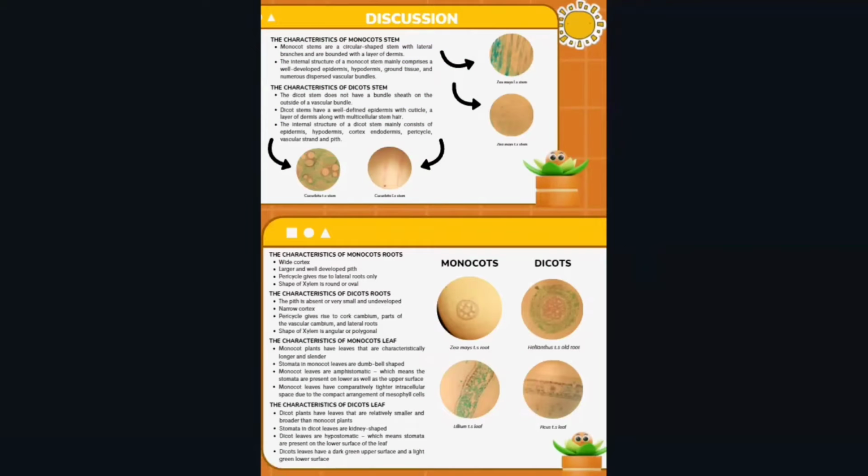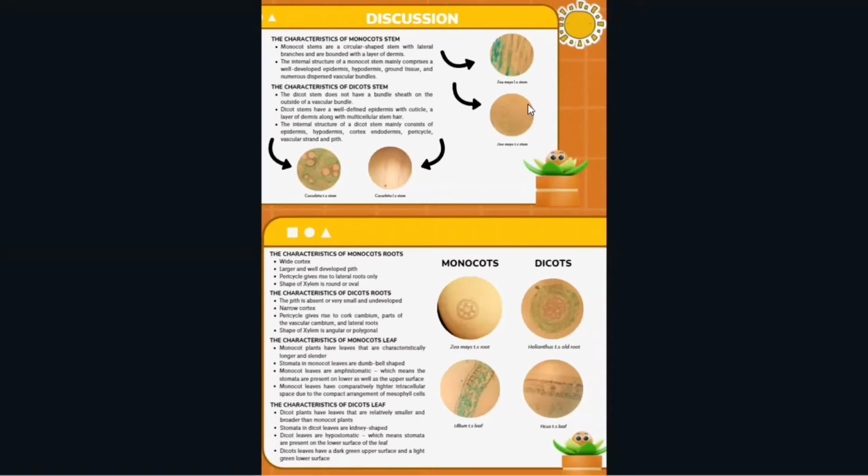So for the discussion, for the stem, these are the characteristics of a monocot stem. The first is that monocot stems are circular-shaped with lateral branches and are bounded with a layer of dermis. The second is that the internal structure of a monocot stem mainly comprises a well-developed epidermis, hypodermis, ground tissue, and numerous dispersed vascular bundles.